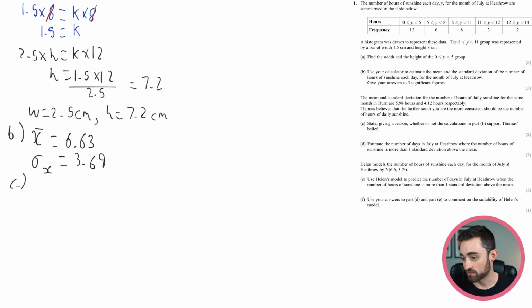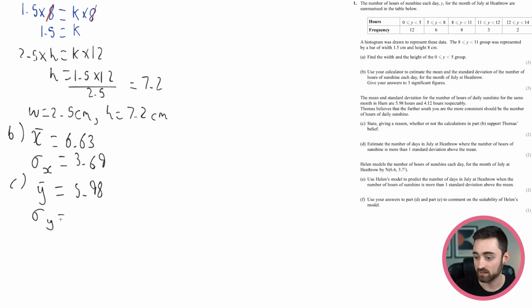Let's have a look at C. The mean and standard deviation for the number of hours of daily sunshine for the same month in Herne are 5.98 hours and 4.12 hours. Let's get these down. So we've got something else. Let's call it y, for example. Probably not a good idea because y was actually the first one, but we only live once. I can't be bothered changing it. So y bar for this one is 5.98. And then the sigma y, the standard deviation, is 4.12.